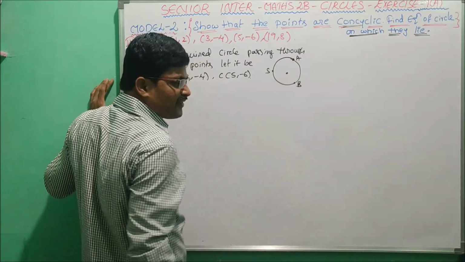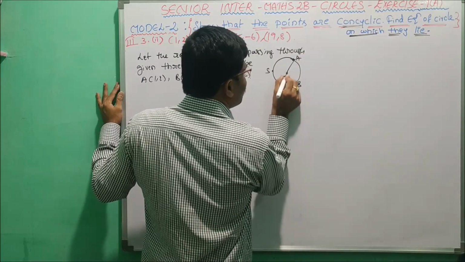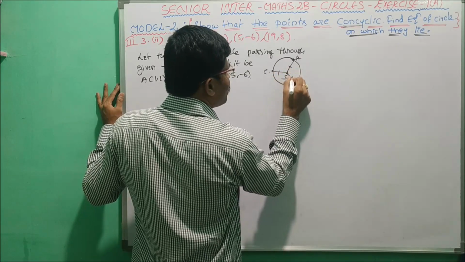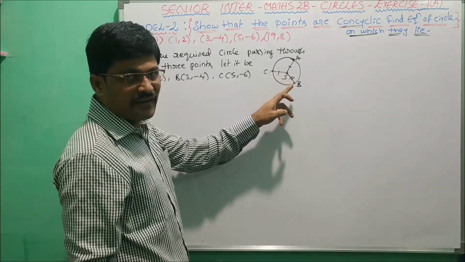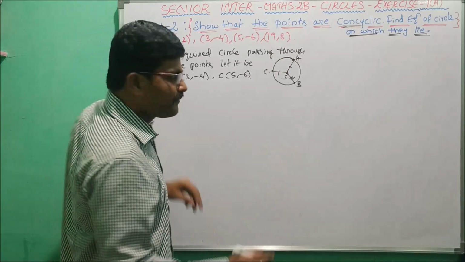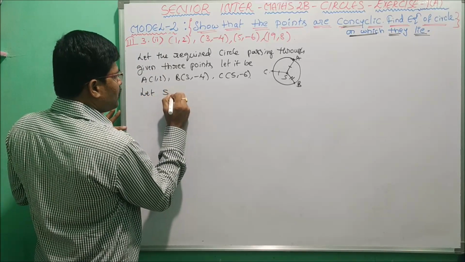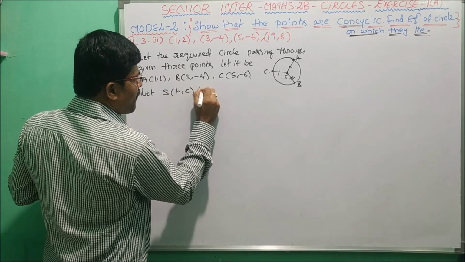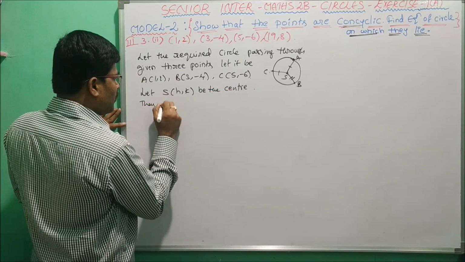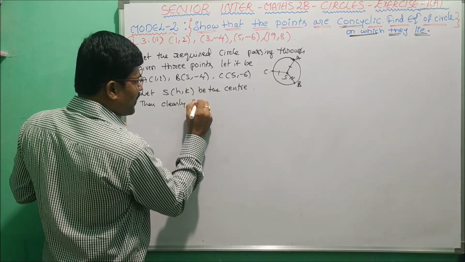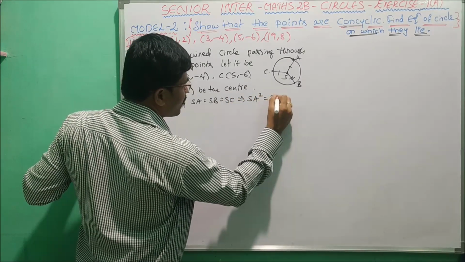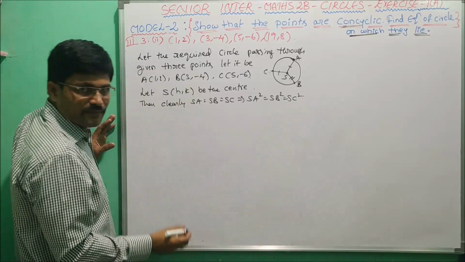Let us assume that S is the center. Here clearly SA, SB, SC are equal, because S is the center, so S is equidistant from all points. These points are lying on the circle. And let S(h, k) be the center. Then clearly SA equals SB equals SC, which implies, squaring on both sides, SA square equals SB square equals SC square.